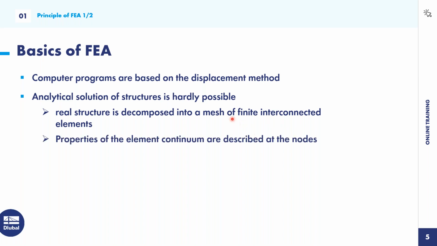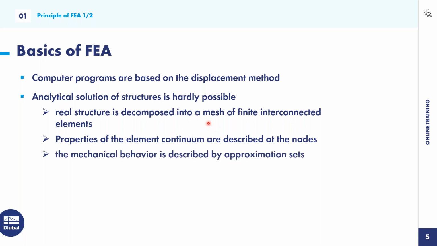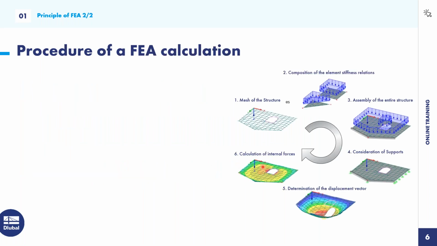We will see it later in the example. Then on each node of this FE element, the properties of the element continuum are described. And then the mechanical behavior is described by approximation sets. These approximation sets are the secrets of every software producer, software creator. It's very complex. One really important point is the discretization of each structure. The discretization describes the decomposition of a structure into finite elements. So when you are concerned with this technical term, please consider that the discretization is a decomposition of a structure into finite elements. Good.